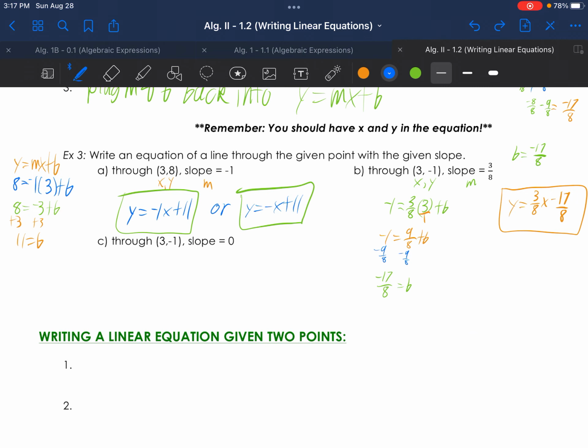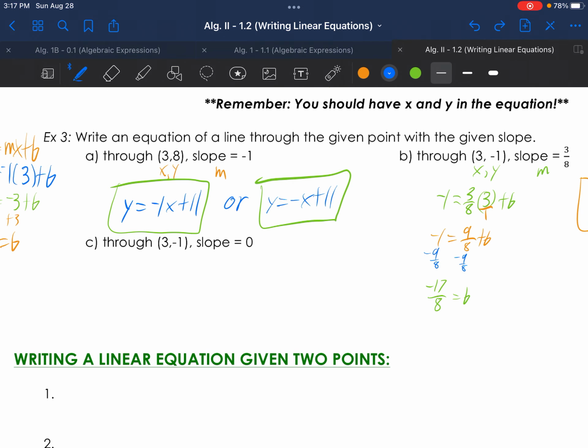On to example C. Through 3 comma -1 and slope equals 0. Once again, might be a good time to just kind of, hey, do this on your own real quick and see how you do, and then continue the video. So you're given your x comma y, and you're given your m. Now you might notice something right away here. If you do, awesome, you're on a great track. If you don't, that's okay. We're going to keep working through it and then point out what happened or what other people might have noticed at the end.